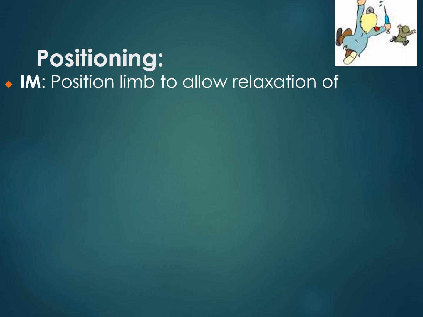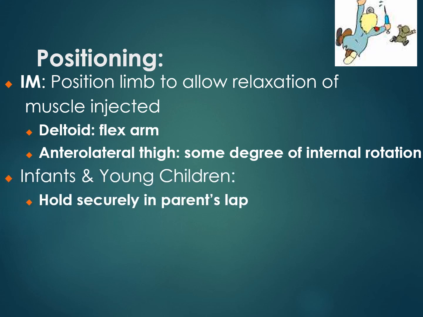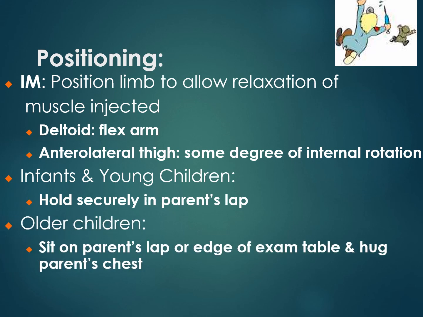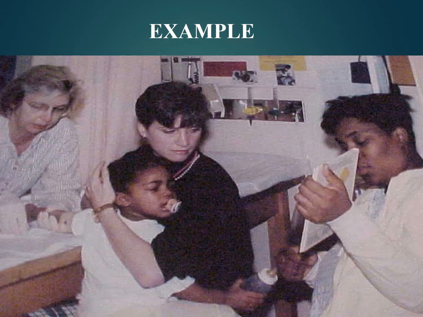Positioning. Intramuscular: position the limb to allow relaxation of the muscle injected. Deltoid: flex the arm. Anterolateral thigh: some degree of internal rotation. Infants and young children are held securely in the parent's lap. Older children sit on the parent's lap or edge of the examination table and hug the parent's chest. Adolescents and adults should be seated for immunization. This is an example: here, the child with the nurse and the mother and another nurse.